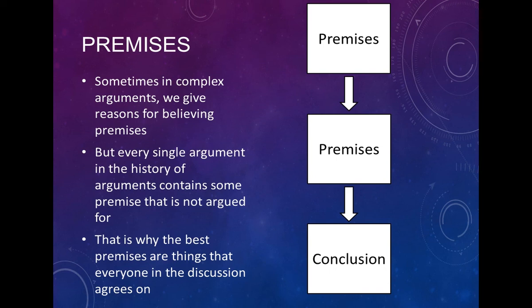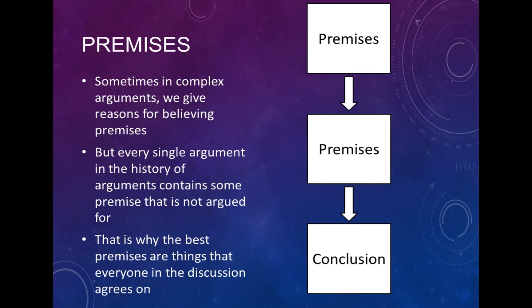Sometimes in complex arguments, we give reasons for believing premises. So you give a chain of premises. One premise justifies another premise, which justifies the conclusion. This is because sometimes the thing that justifies the conclusion isn't something that everybody already agrees upon, but you can give them a reason for believing that first thing, right?